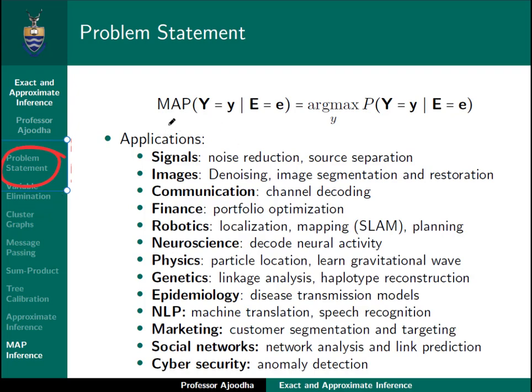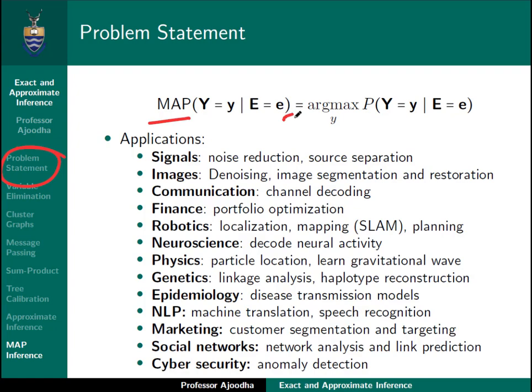There was MAP inference, or maybe I spoke about it in a different lecture, but there was MAP inference and there was probabilistic inference. But MAP inference is a different problem. And in this problem, we want to find out what is the maximal, the most likely outcome.